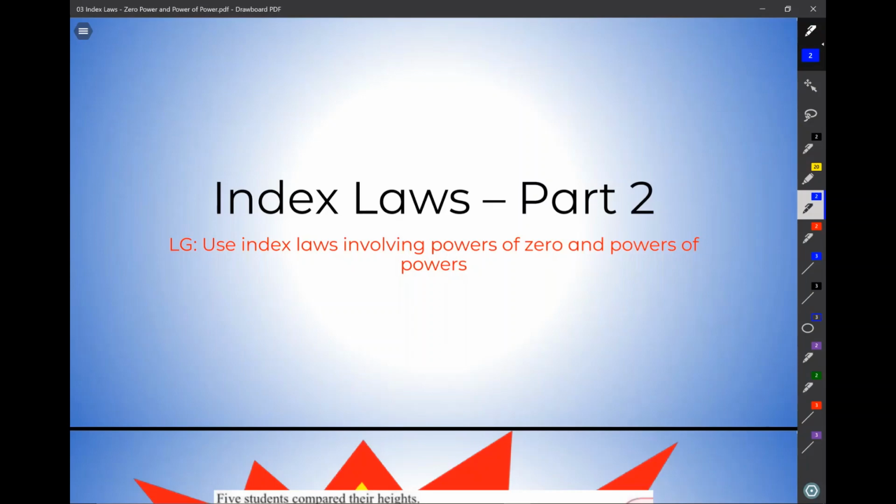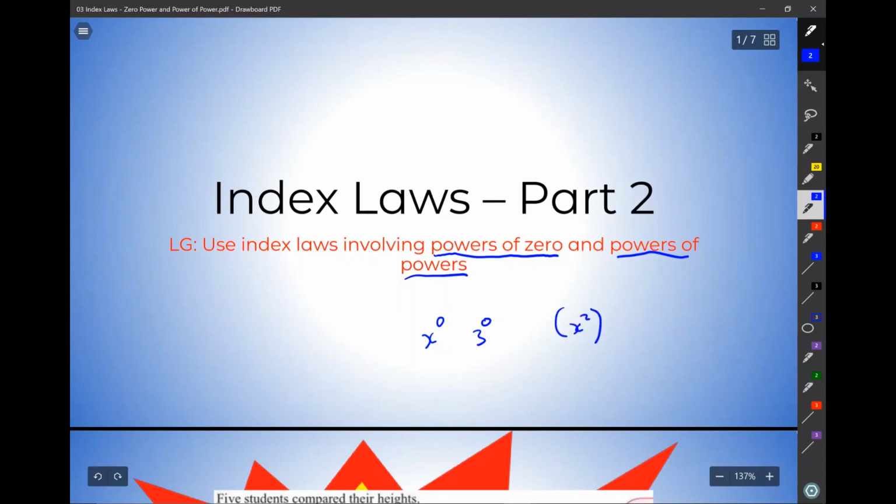In this lesson we're going to be looking at two different kinds of index laws. They are index powers of zero, which means something to the power of zero, and powers of powers. And what I mean by that is, say, something like this: x squared and then that whole thing cubed.